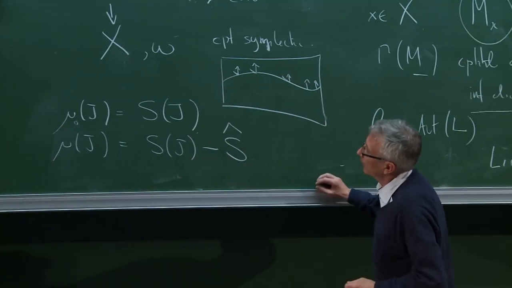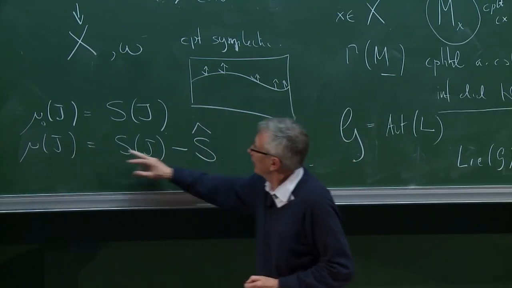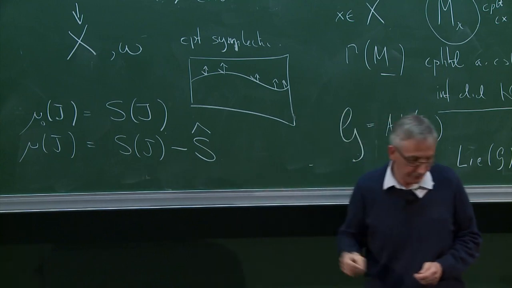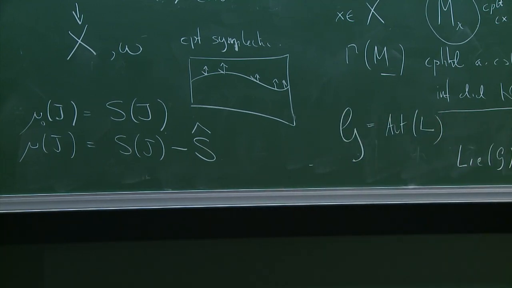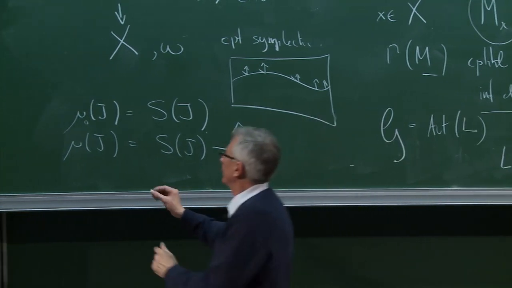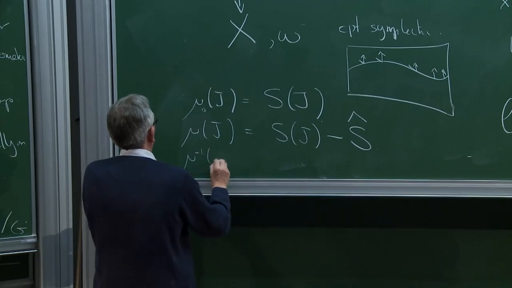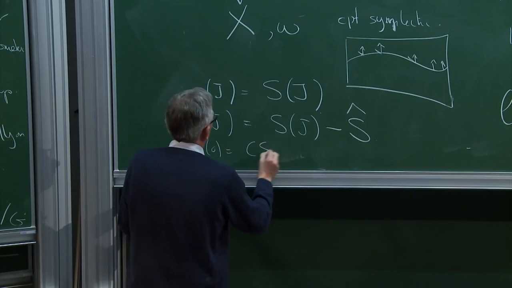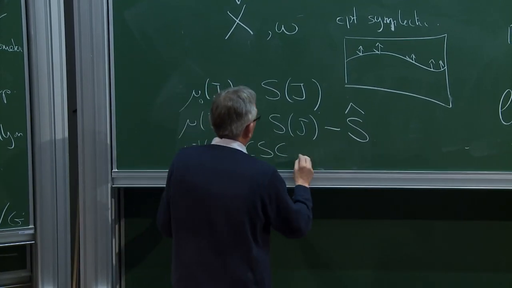So the problem of solving mu of J equal to zero is just saying the scalar curvature is equal to its average value. That's just saying the scalar curvature is constant. So mu inverse of zero is equal to constant scalar curvature metrics.